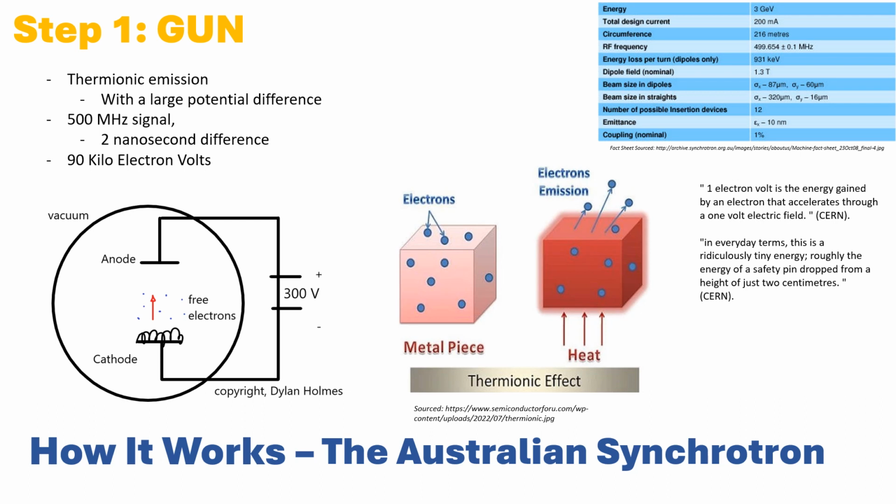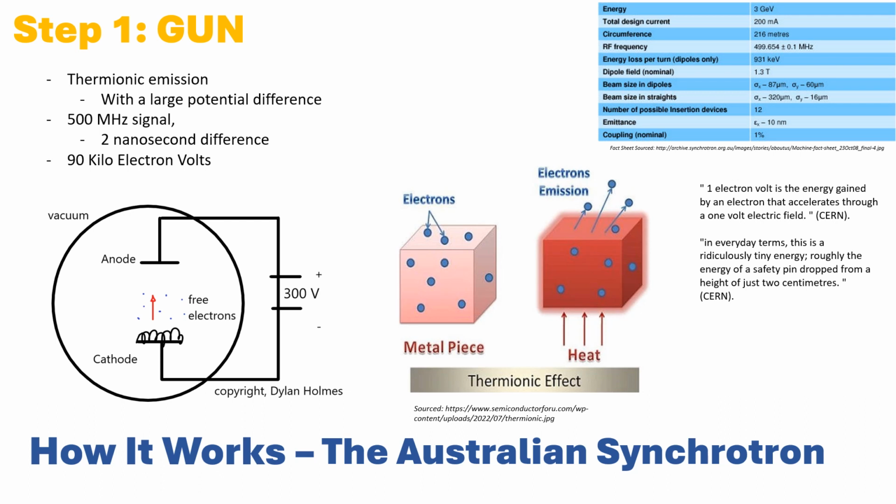This causes the electrons to heat up the material, attempting to jump from the cathode to the anode across the vacuum. Once the cathode reaches great enough energy, the electrons jump off and are accelerated. The Australian synchrotron applies a 500 MHz signal to its supply, which causes the electrons to fire in bursts, 2 nanoseconds apart. The large potential difference with the gun allows for the electrons to be accelerated. The Australian synchrotron uses a 90 kilovolt power supply, so the electrons reach 90 kiloelectronvolts.